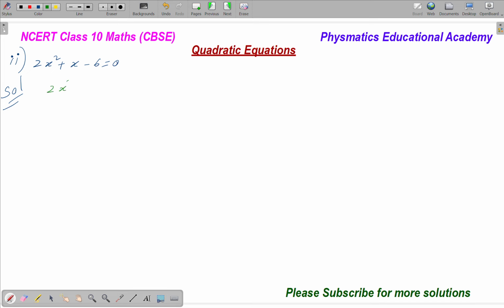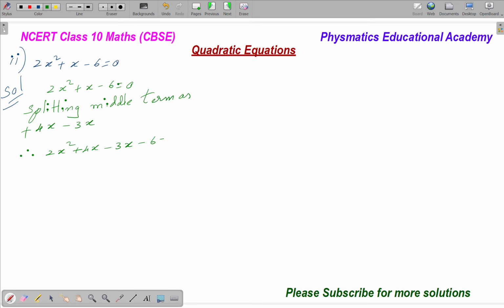Now solution. 2x square plus x minus 6 is equal to 0. Splitting the middle term as 4x minus 3x. Therefore 2x square plus 4x minus 3x minus 6 is equal to 0.